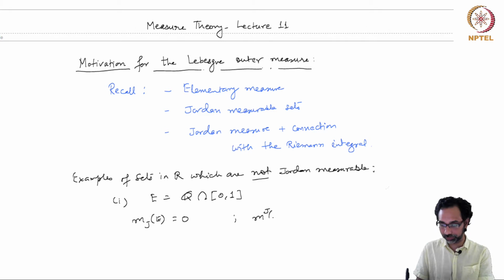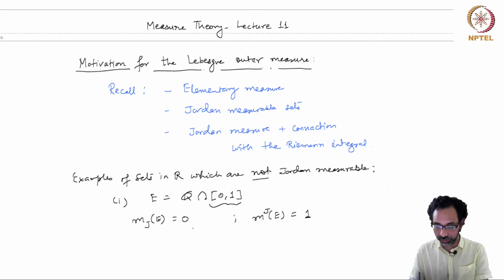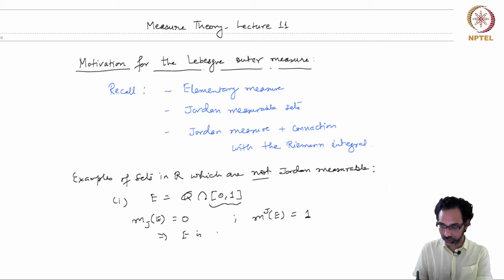What about the outer Jordan measure? The only interval which contains this set E is going to be bigger than 0, 1, and in fact the closed interval 0, 1 is the smallest such interval which contains E. So in fact the outer Jordan measure is going to be 1. Therefore we see that the inner Jordan measure is not equal to the outer Jordan measure, and this implies that E is not Jordan measurable.